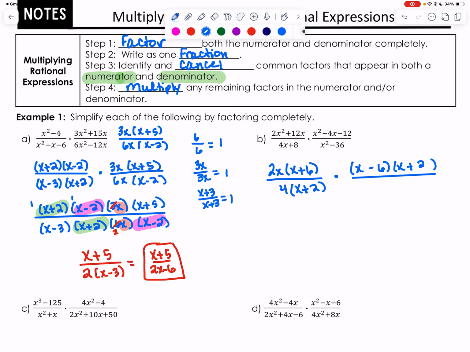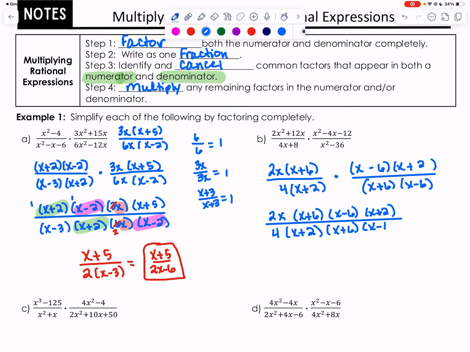For x squared minus 36, we would have x plus 6, x minus 6. All right, so we did step 1. We factored everything we could. Step 2 is to write it all as one big fraction. So 2x times x plus 6, and then x minus 6, x plus 2, over, on the bottom, we have a 4 times x plus 2 times x plus 6 times x minus 6.